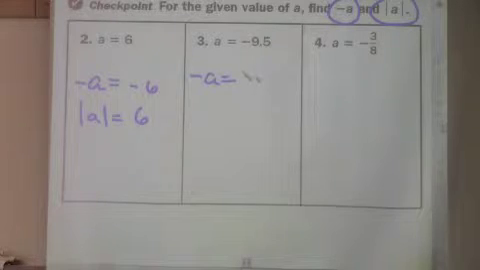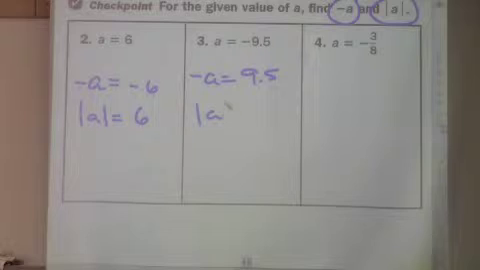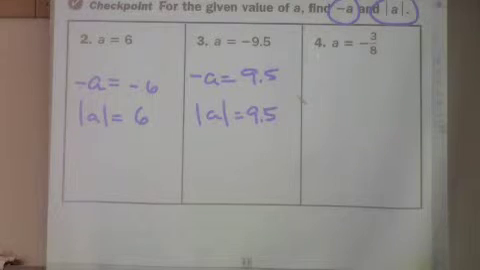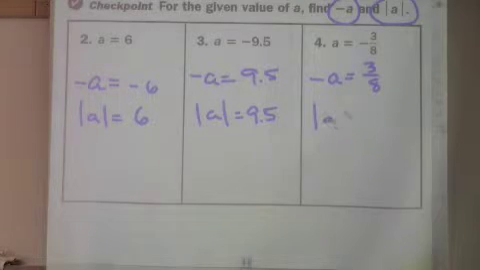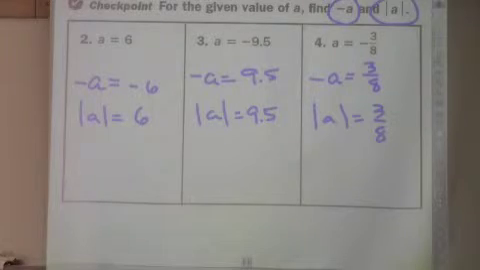So the opposite is a positive 9.5. And the absolute value of a? How far away from 0 is -9.5? 9.5. What's the opposite of -3/8? Positive 3/8. And then how far away is -3/8 from 0? 3/8. Very good. Okay, last slide for today.